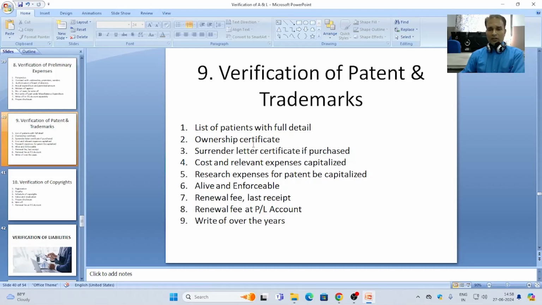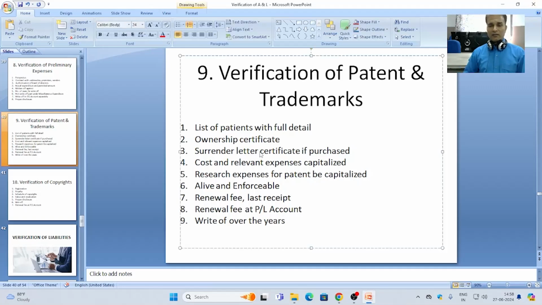Then the auditor has to check the ownership certificate with the help of the registration certificate of patent and trademark by the authority. Then if he finds that a patent or trademark has been purchased, then he has to check the surrendering certificate or surrendering letter from the original owner of the patent and trademark.